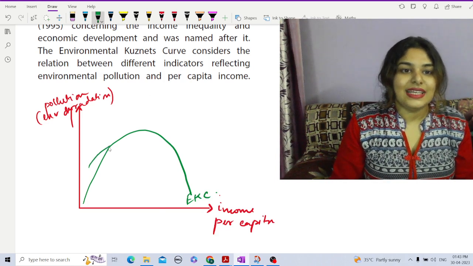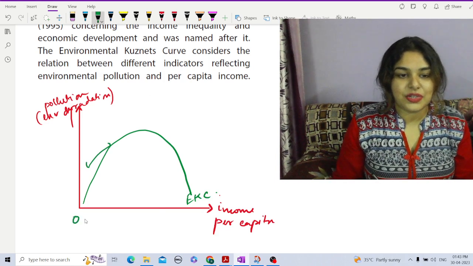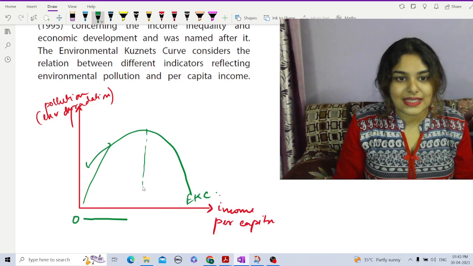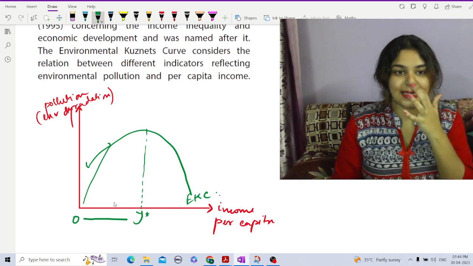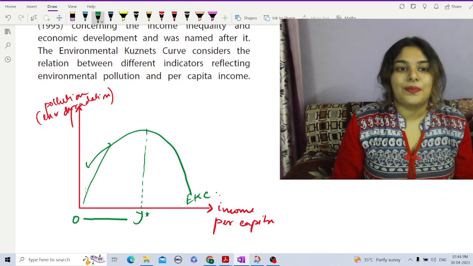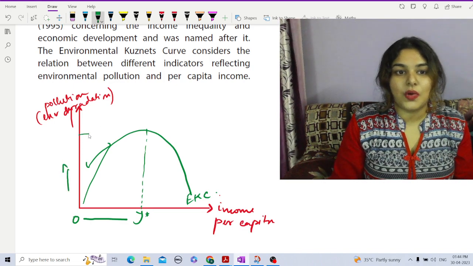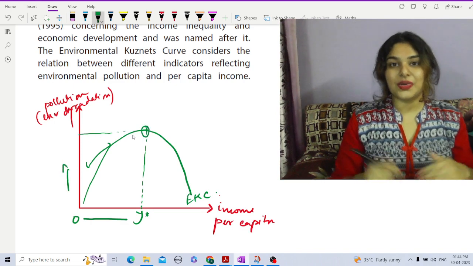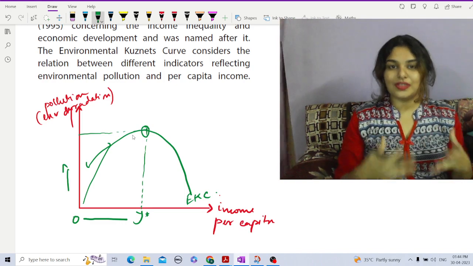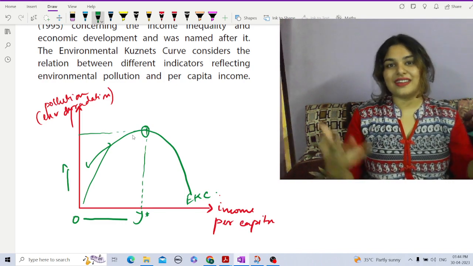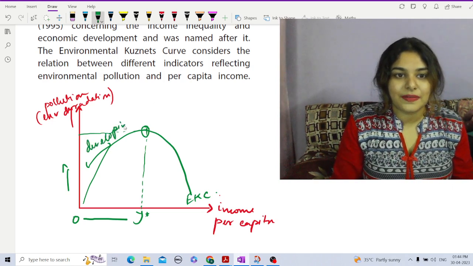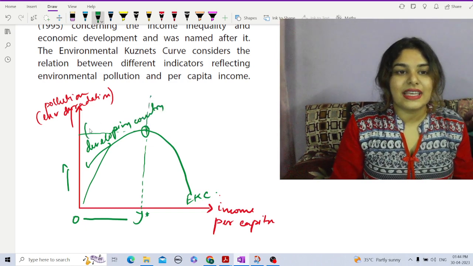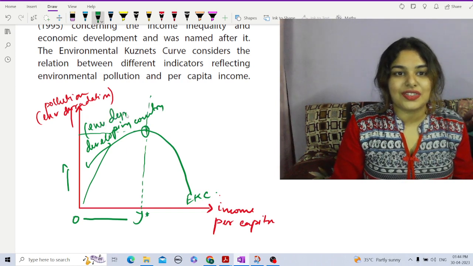Now as income increases from 0 to, say this is the peak point, let's name it Y star. So from 0 to Y star, as income is increasing, pollution is increasing till this point. Why? Because with increase in production, with increase in growth, there is increase in emission, manufacturing sector expansion, and industrialization. So this is our developing country, right, till here. That is increase in environmental degradation.